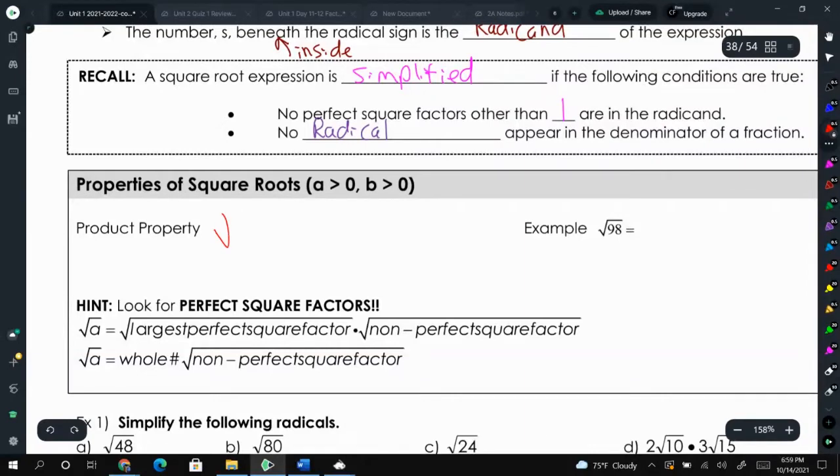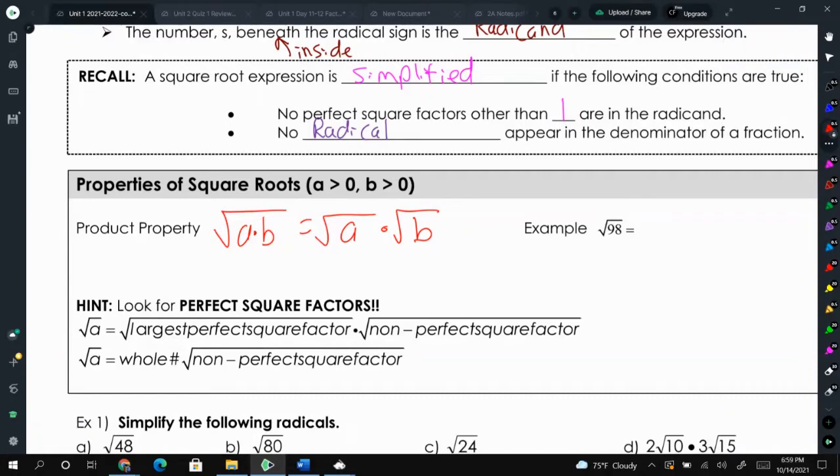And what that says is that if I have inside a square root two numbers being multiplied, I can break that up into two separate radicals, two separate square roots, and have the numbers there on their own. And we can go in the other direction. If I have two separate square roots, I could multiply the two numbers and put them under one square root.